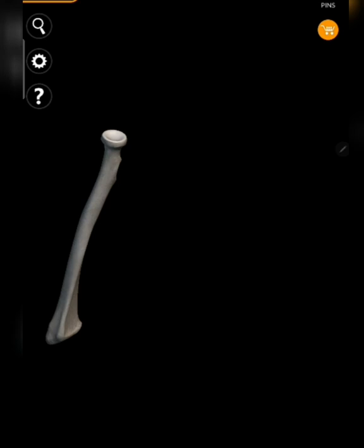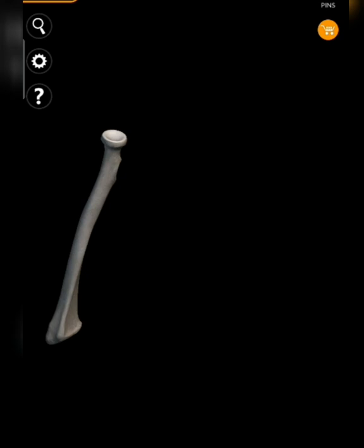Now let us talk about ossification. The shaft ossifies from a primary center which appears during the eighth week of development. The lower end ossifies from a secondary center which appears during the first year and fuses at 20 years. The upper end ossifies from a secondary center which appears during the fourth year and fuses at 18 years. With this we have completed ossification.